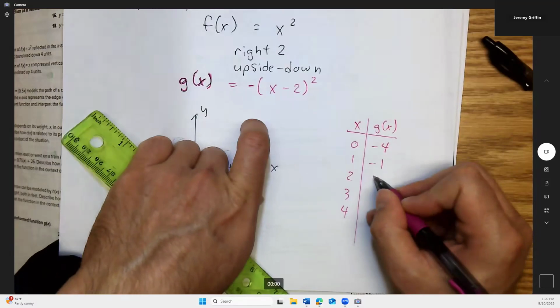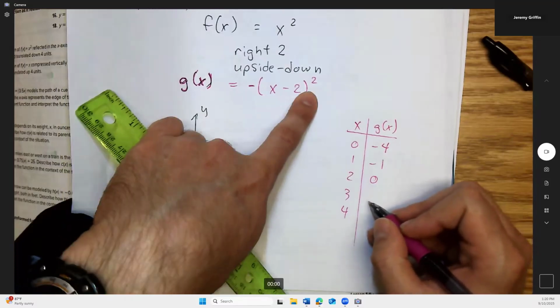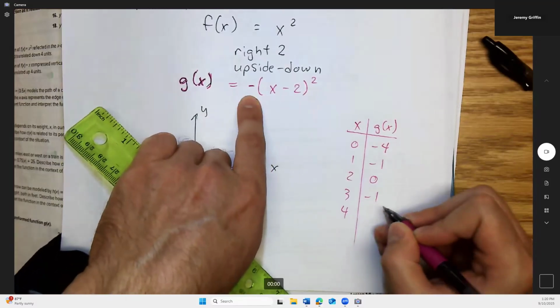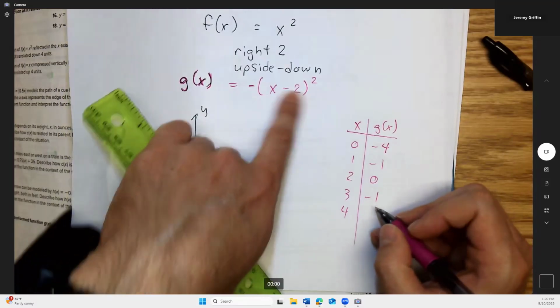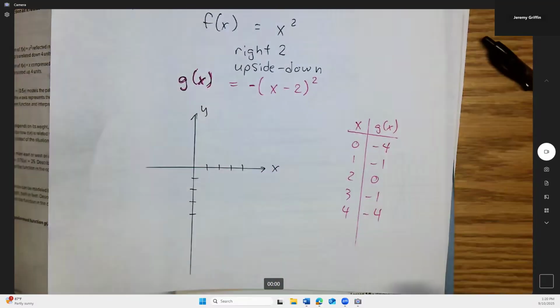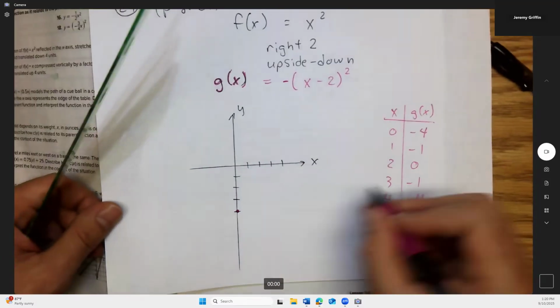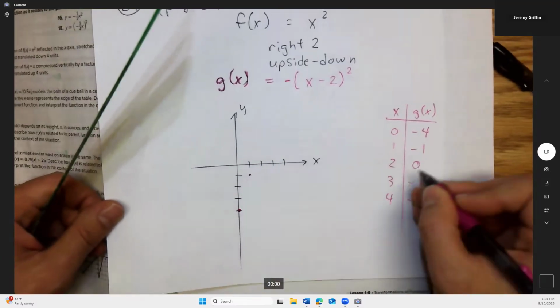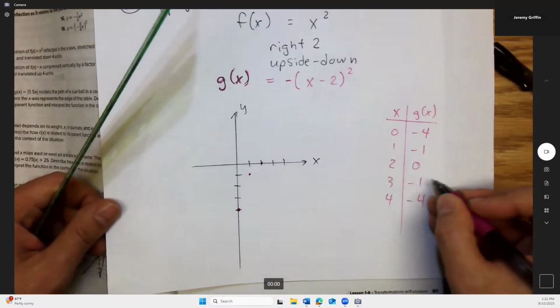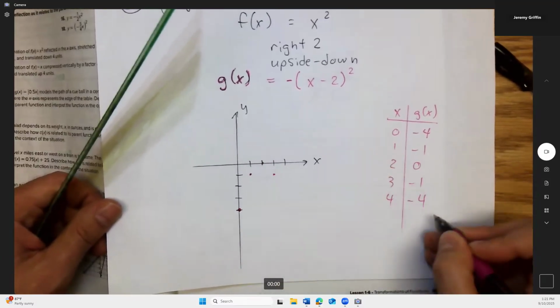2 minus 2, this whole thing zeroes out. 3 minus 2 is 1, squared is 1, and then it's negative. 4 minus 2 is 2, squared is 4, and then it's negative. Okay, so plot those 5 points. See if this actually works. 0, negative 4; 1, negative 1; 2, 0; 3, negative 1; 4, negative 4.